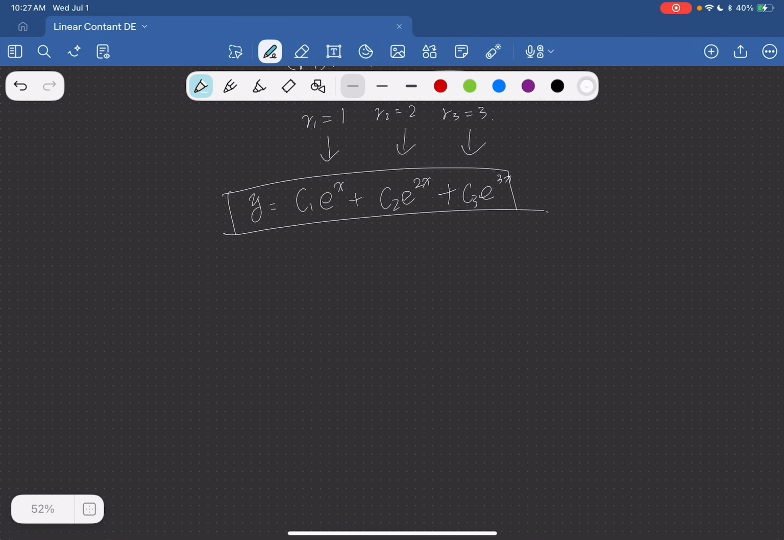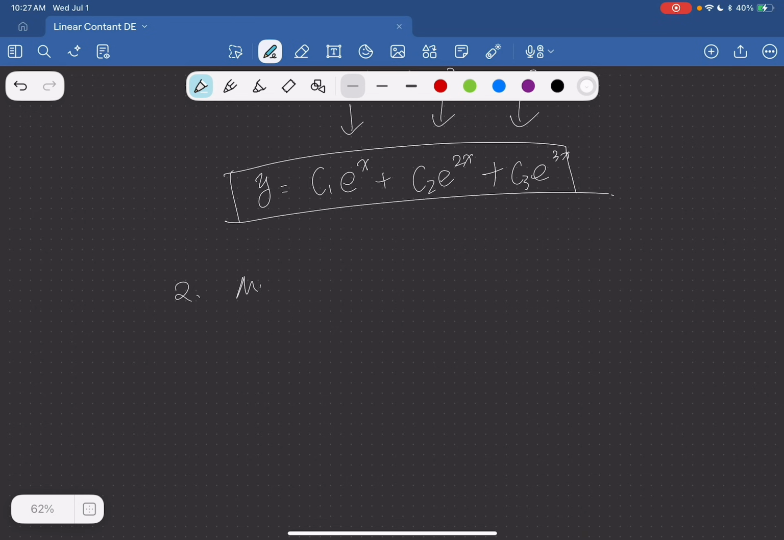All right, and the next case is when we have multiple same real roots.